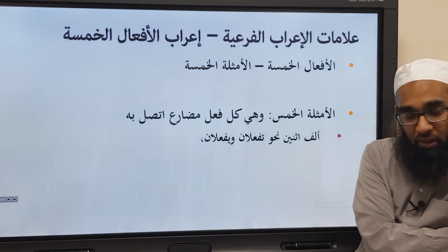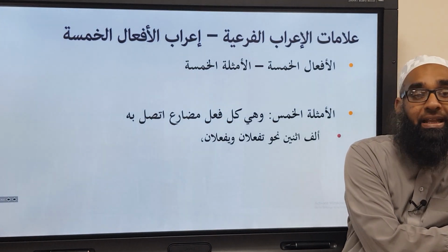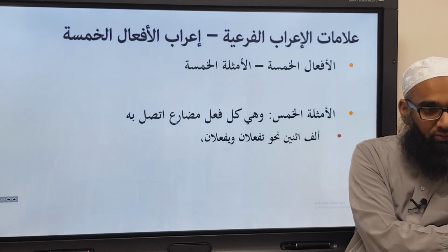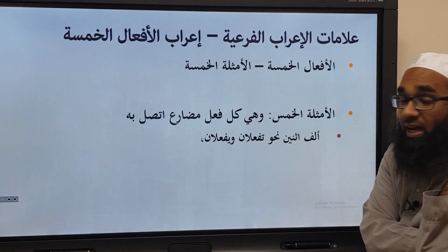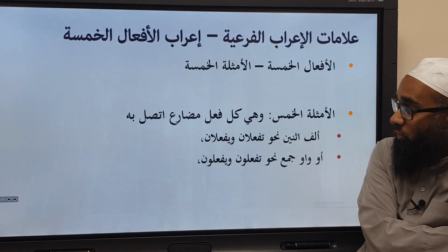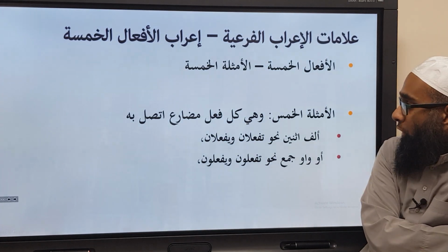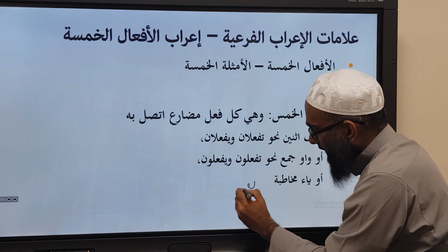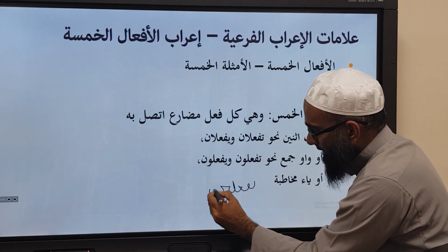If the فعل المضارع has either one of these 3 at the end, it has the alif of tasniya, for example تفعلان يفعلان. If it has a waw of jama', تفعلون يفعلون. Or if it has what? The ya mukhataba, like what? تفعلين.